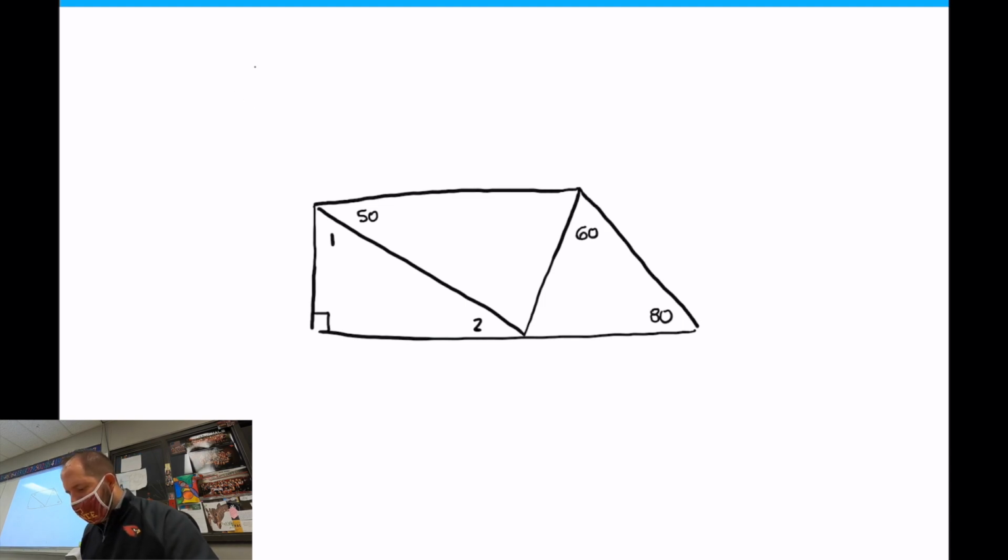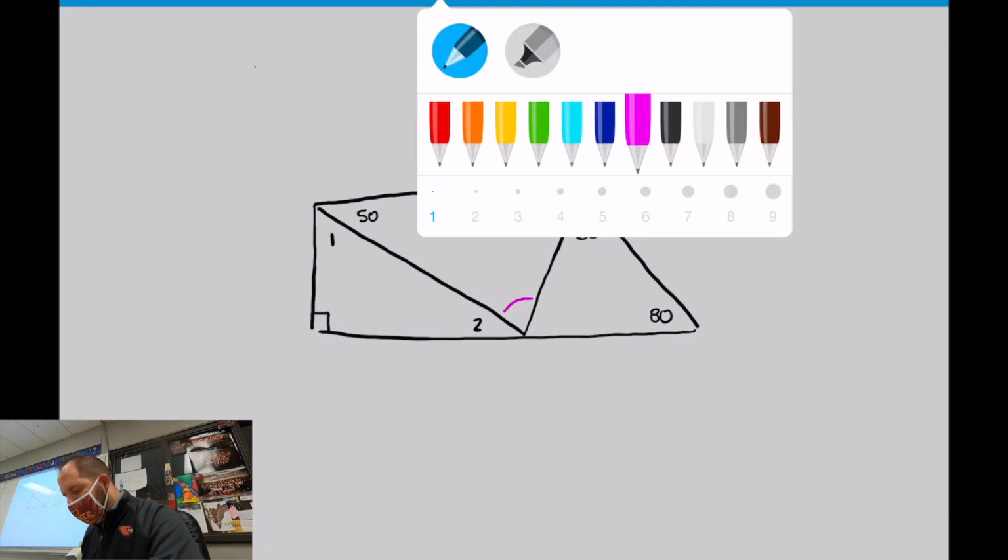Okay. And, oh, I forgot to mark. I probably should mark that. Okay. There we go. And angle number 3, there we go.